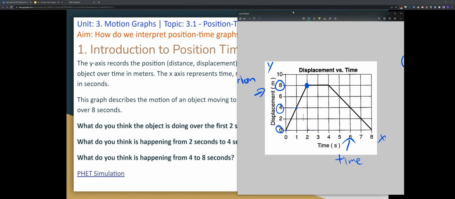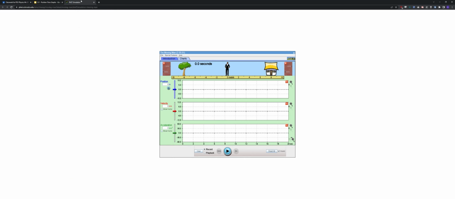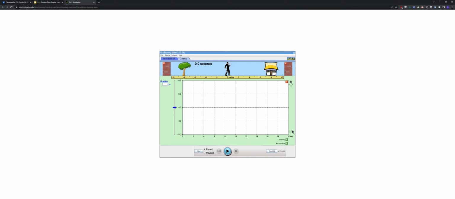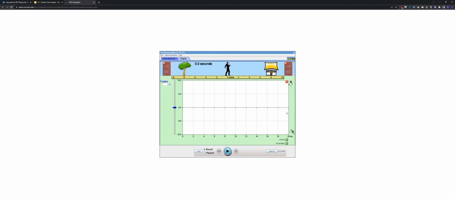So the first question here, or rather, let's actually go here. This is a simulation, and it graphs the motion of a person. This person is standing on a track, and the person in the middle here is at a position of 0 meters. I'm going to give this guy a velocity of 2 meters per second, so every second he's going to travel 2 meters.